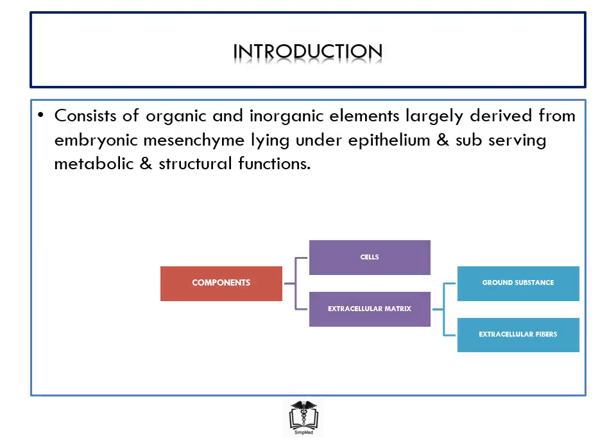As we mentioned in the previous module, the connective tissues are one of the four major tissues found in the body. The rest would include the epithelial tissues, the muscle tissue, and the nervous tissue. The uniqueness of the connective tissue is in the fact that it consists of both organic and inorganic elements that are largely derived from embryonic mesenchyme and tends to underline the epithelium and subserve metabolic and structural functions.